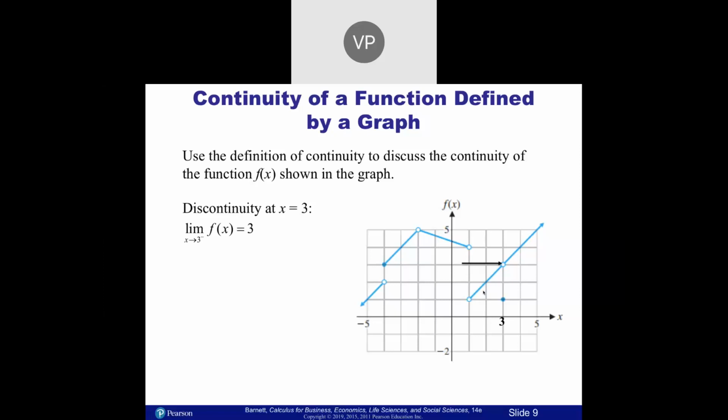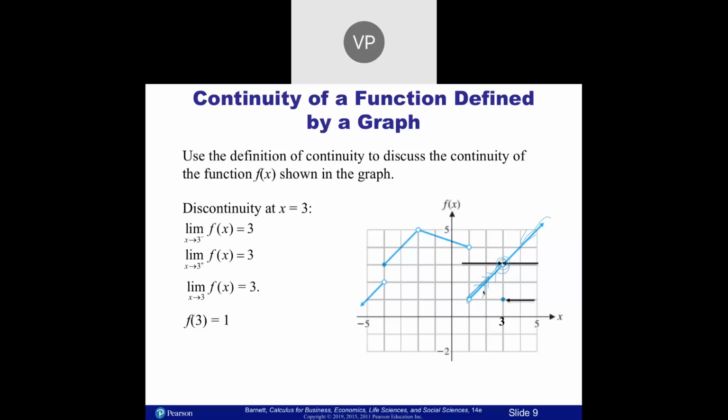Okay, so you're tracing right up here. And what is the y value approaching? Well, from the left, it looks like it's approaching a y value of 3. From the right side, coming down here, it looks like it's also approaching the y value of 3. Therefore, the limit exists, and it is 3.